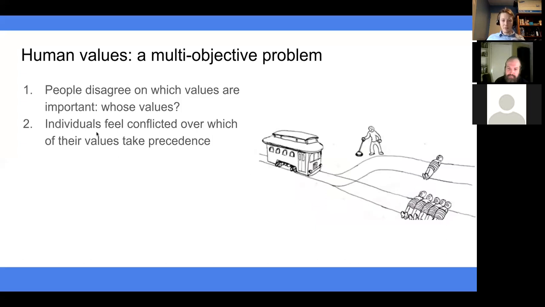And not only do people disagree over which values are important and whose values should take precedence, but individuals themselves feel conflicted over which of their values take precedence. And so you have the classic trolley problem on the screen here. In this, the hapless man with the lever has to decide, does he switch that lever to divert the trolley from rolling over five people to merely rolling over one? And a lot of people feel quite conflicted over this. Do I save five people by killing one person?